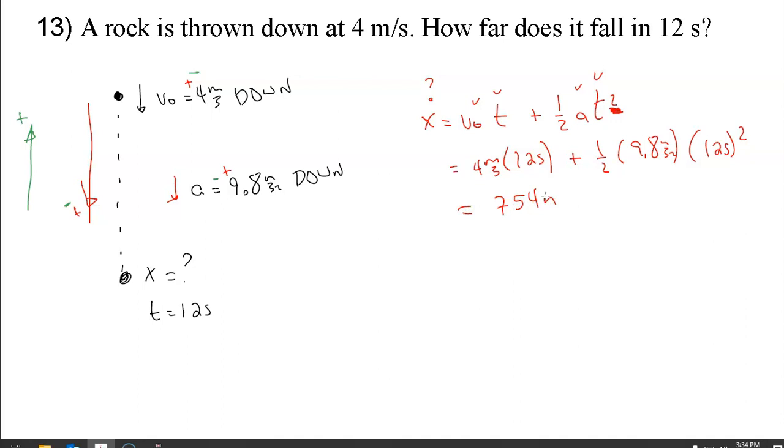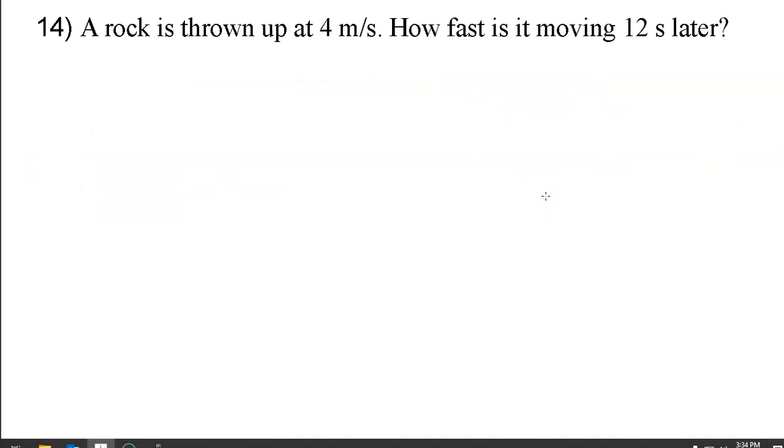Okay. Ha! I lied. There is one more. All right. A rock is thrown upwards at 4 meters per second. 4 meters per second up. That would be the initial velocity. How fast is it moving? What's the final velocity 12 seconds later, like that. Once again, this problem has gravity. They didn't mention it, but don't forget that it's in there.